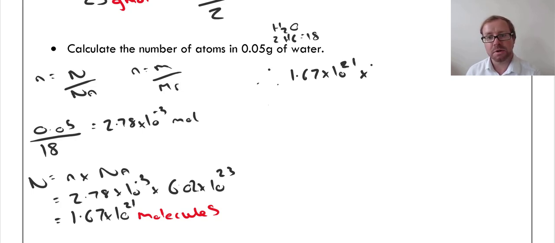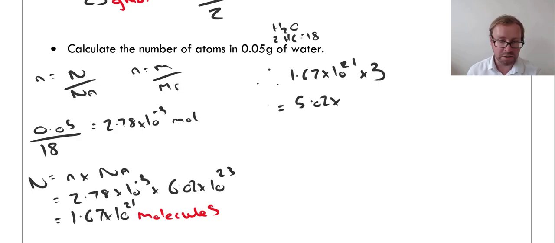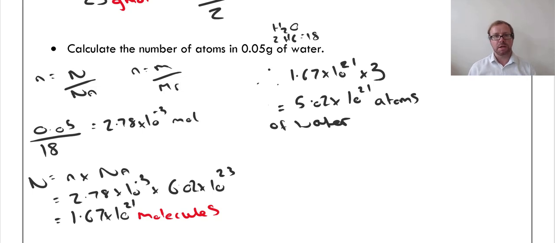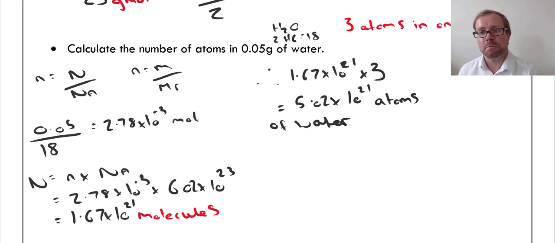1.67 times 10 to the 21 times 3 equals 5.02 times 10 to the 21 atoms of water. Okay, hope that makes sense. Just as a quick note, we'll write up here that there are 3 atoms in 1 molecule of water, just if you're looking back on your notes, so you know where this number comes from.